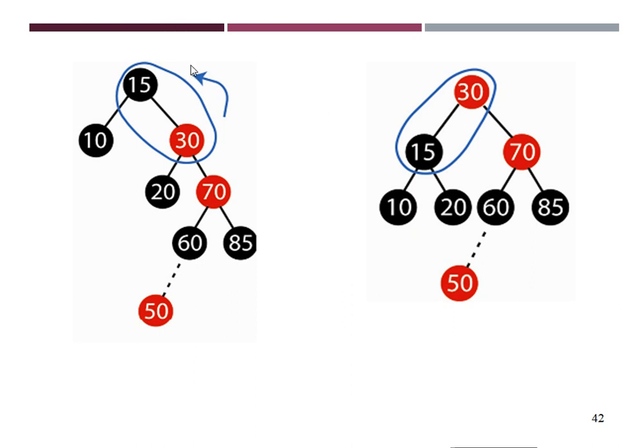Now we'll need to perform rotation towards the left side. So using this three, the middle one, that is 30, will become the root node. 15, as it is less than 30, will become the left child, and 70 will become the right child, and hence we'll get this diagram. And now it is satisfying the property.